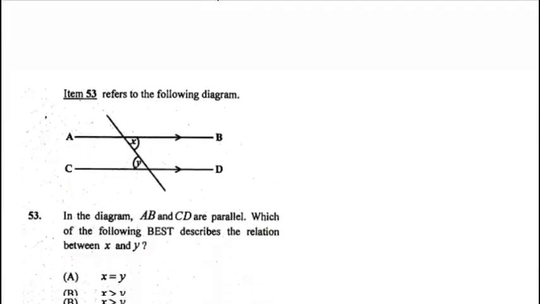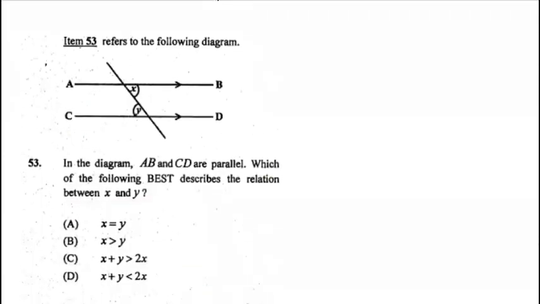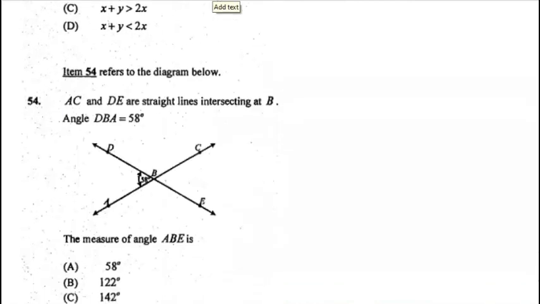53, in the diagram AB and CD are parallel. Which of the following best describes the relation between X and Y? So for 53, they are interior angles, thus X and Y are congruent, so they're equal. So therefore X is equal to Y. So guys, you review your interior angles and your exterior angles to see what and what would be equal and so on. So in this case, X is equal to Y.